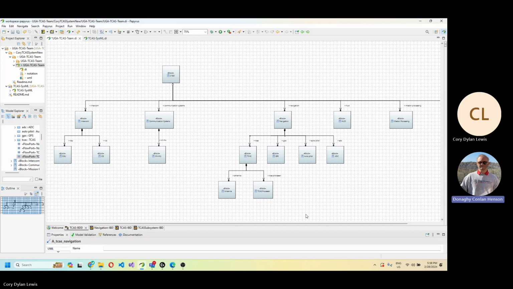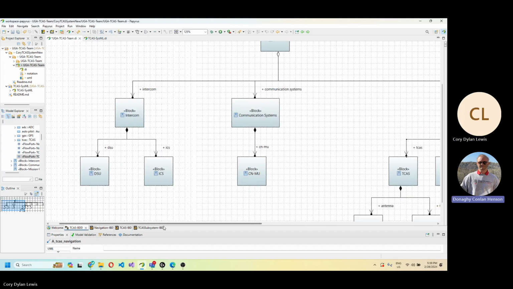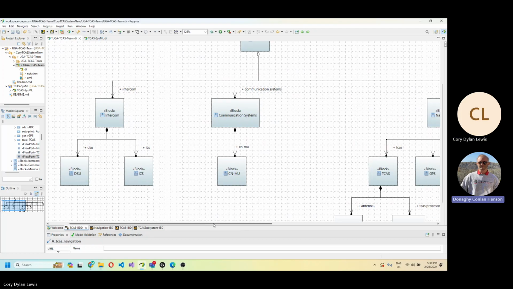So this is our BDD, block definition diagram. The way BDDs work, they start with the topmost avionics level component and branch down into the extended subsystem components. Our main vessel is the C-130J, that's our topmost avionics component. This is our first subsystem we're dealing with, which is the intercom. And then from there, we're going to be branching into the BSU and the ICS.